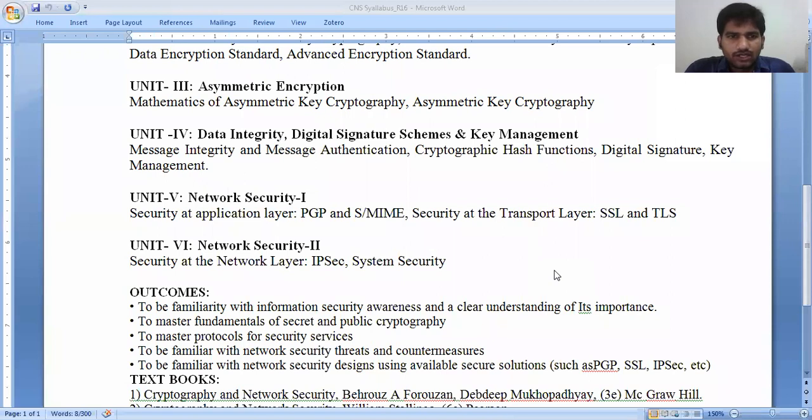So we know what is a digital signature, and how we are going to transfer the data via a digital signature. What is the conventional signature? Then what is the digital signature? What is the difference between these two? And how are we going to do the data integrity?